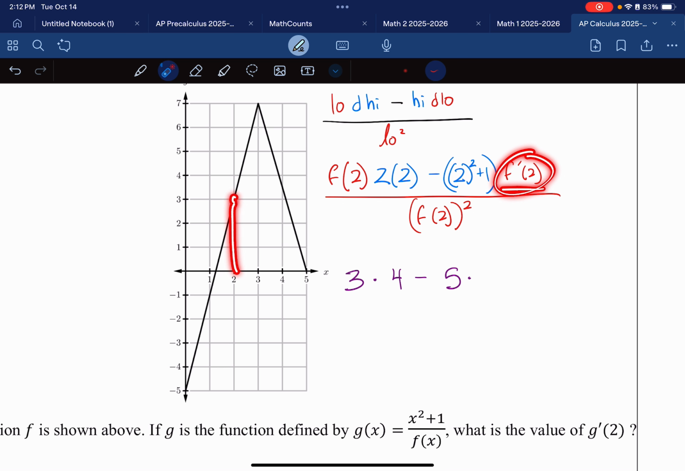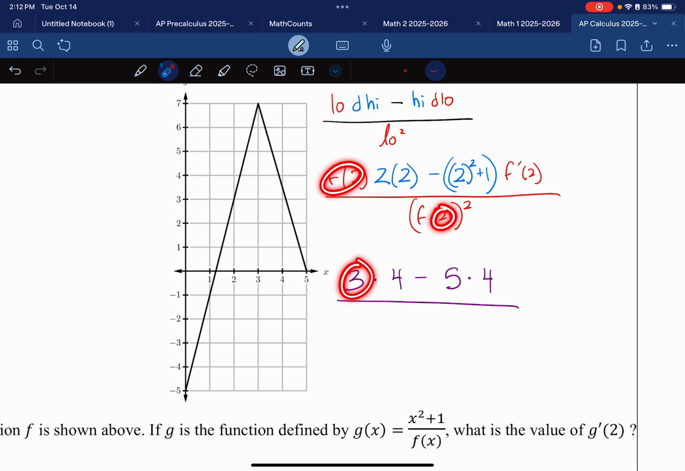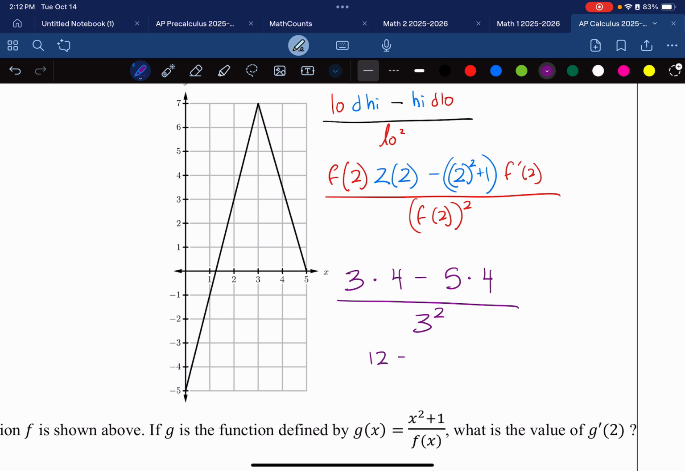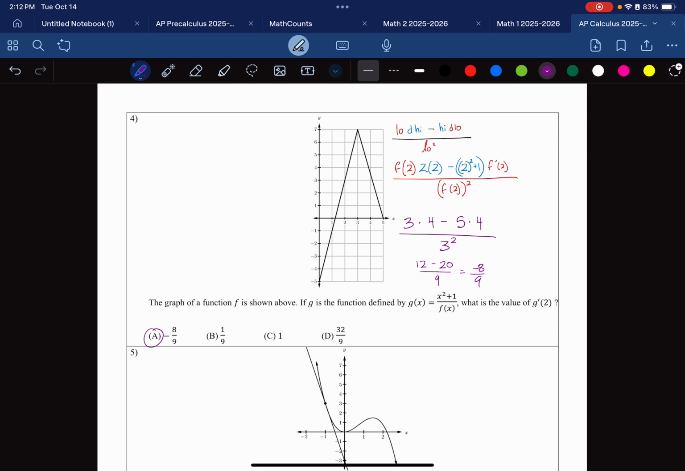The slope at 2, what is the slope at that point? Well, I'm going right 1 up 4, therefore it's a slope of 4. It's all going to be divided by f of 2. Okay, this number and this number are the same, so this number should be still 3, and that number is squared. All right, let's simplify this a little bit. 3 times 4 is 12 minus 20 all over 9, and that's going to be -8 over 9. -8 over 9 is option A.